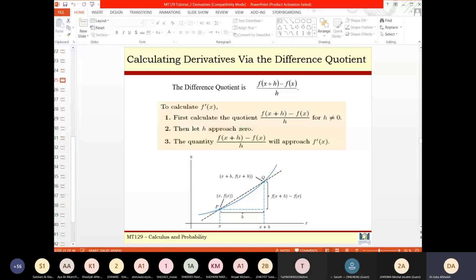We talked about the derivative and how to find the derivative using the rule, and we talked about how to calculate the derivative using what we call the definition of the derivative, or what we call the 3 steps way. How to do this?